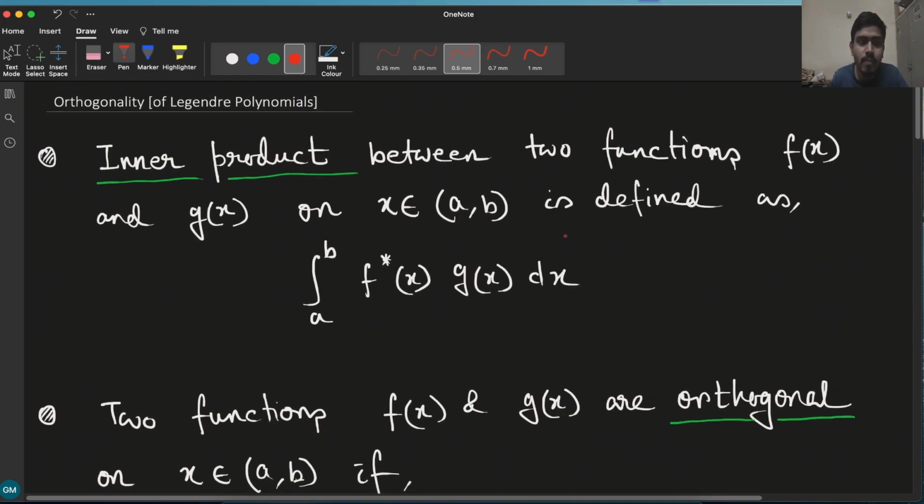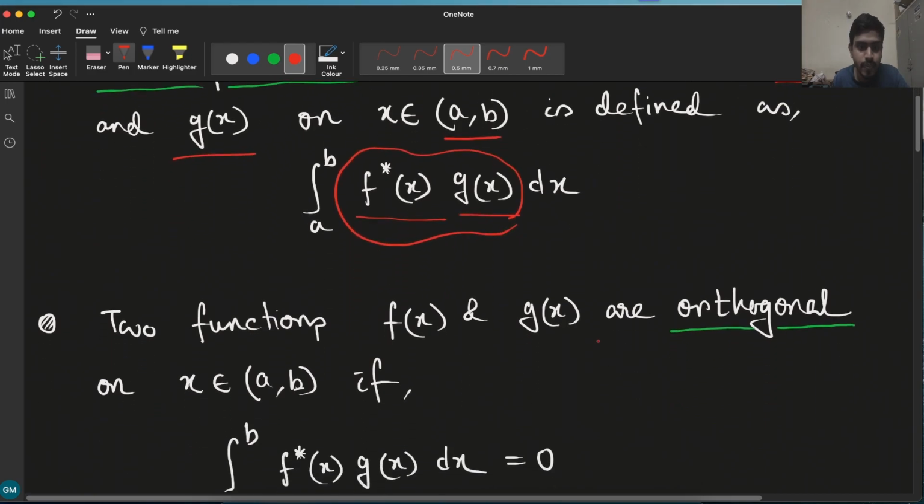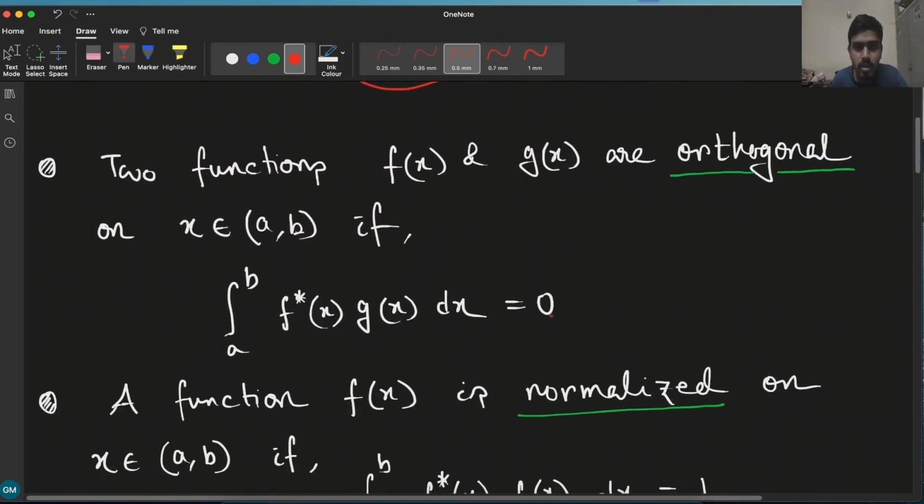So let's talk about what we mean by inner product, because in the case of vectors, we know that we will call two vectors orthogonal if the inner product between them is 0. So in the case of functions, what do we mean by inner product? That's stated here: the inner product between two functions f(x) and g(x) on some interval a to b is given by the integration from a to b of f star(x) times g(x) dx. So it's the integration of the multiplication of these two functions.